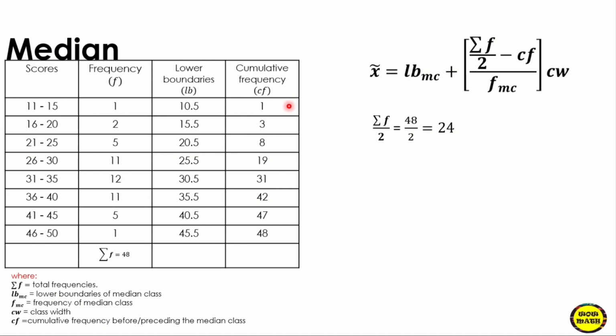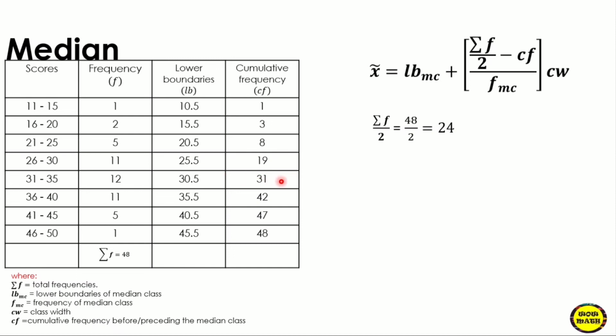So, 1, 3, 8, 19. So, ibig sabihin hanggang 19 pa lang ito. Since 24 yung sagot natin, dito siya sa 31. Alright? Kasi dito ibig sabihin hanggang 19 pa lang. So, dito na siya magpo-fall sa next, sa 31. So, therefore, itong row na to, sa 31 to 35, that is the median class. No?